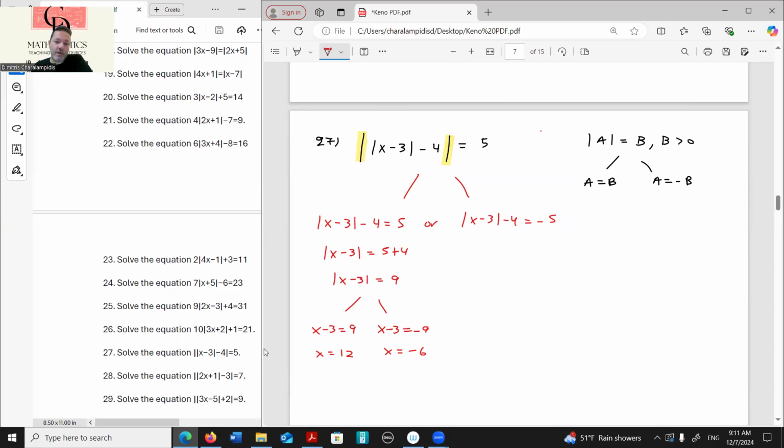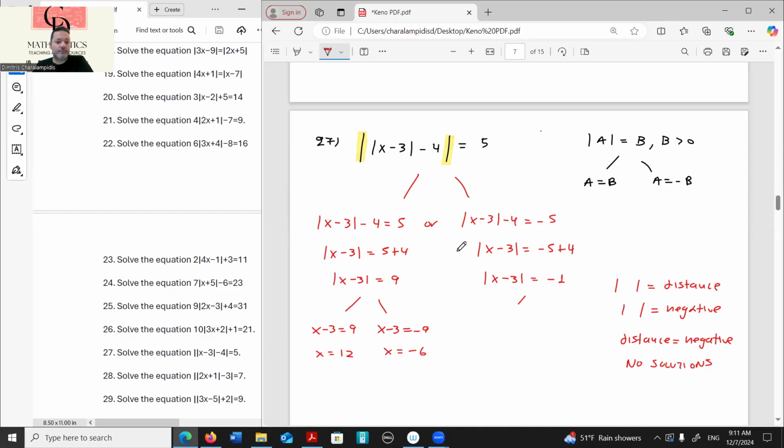I'll do the same process to the other one. x minus 3 equals minus 5 plus 4. So x minus 3 is minus 1. So I'm going to hold on. An absolute value can never be negative since absolute value is distance. So an absolute value being negative would have meant that distance could be negative, which cannot be. So in this case, we just say no solutions.